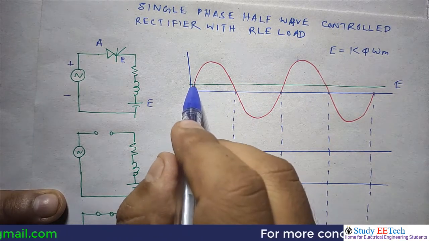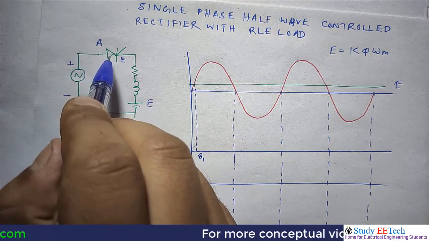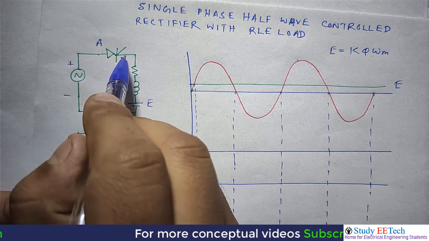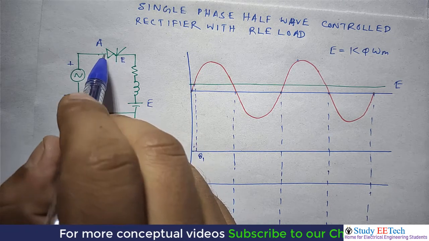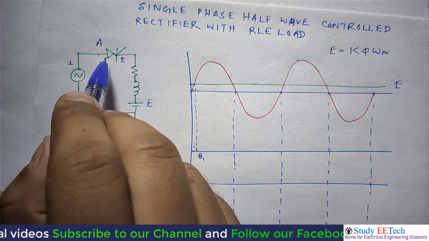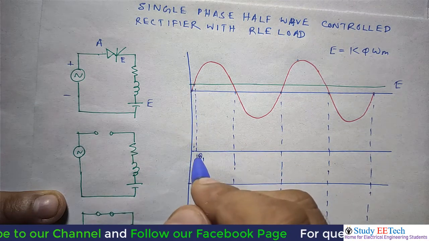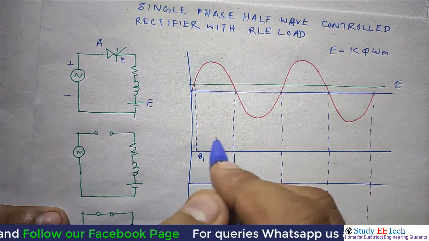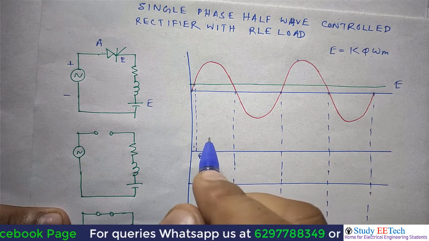Right after theta 1, we see that this point's potential is exceeding this E, right? From then on the thyristor becomes forward biased. So we can trigger the thyristor only after this theta 1 is overcome. Alright, is this point clear?